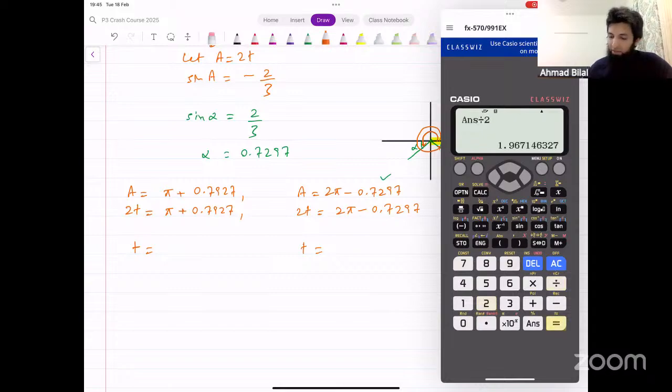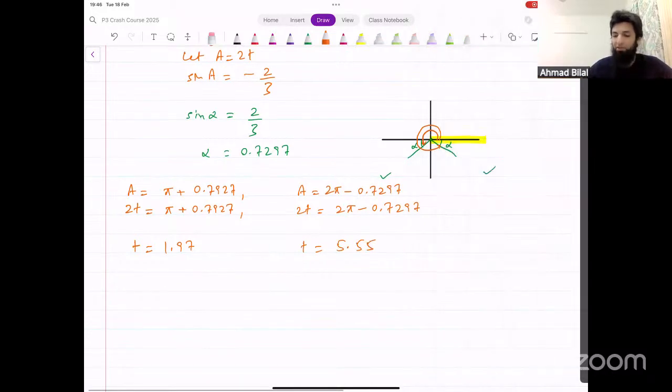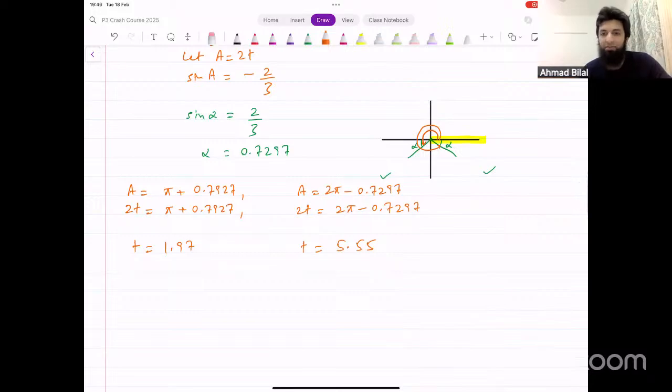Okay, so one value that I'm getting is 1.967, that rounds off to 1.97. And then another would be 2 pi minus 0.7297, over 2. So we're saying that's 5.55. Okay, so these are the two values of t that we get: 1.97 and 5.55. This is how we can write them to three significant figures.